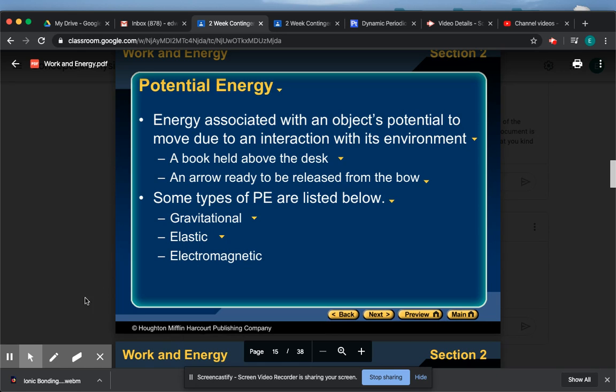which in this case we consider gravitational. So gravitational energy, think about this. This is stored energy. This is the energy from height. So the higher something is in the air, the more gravitational potential energy it has. This is energy from height.